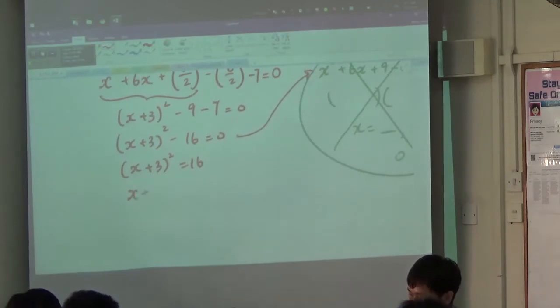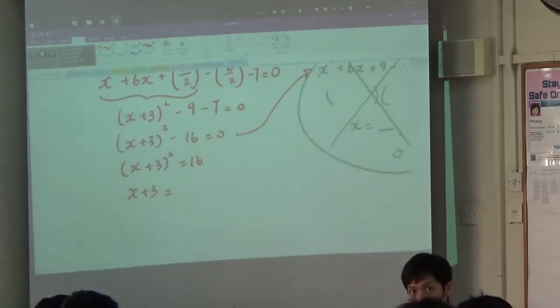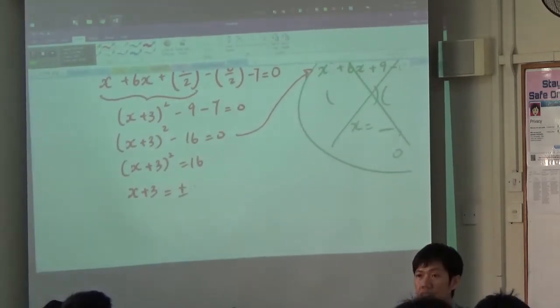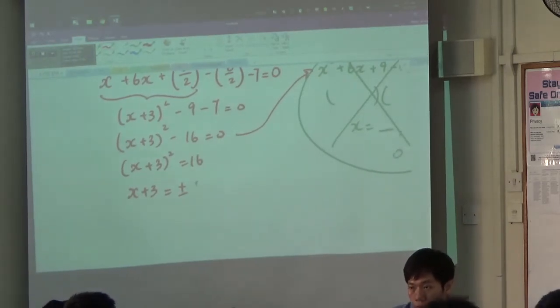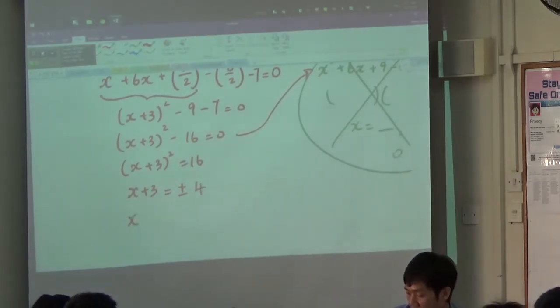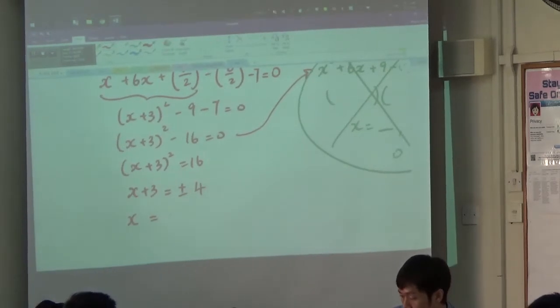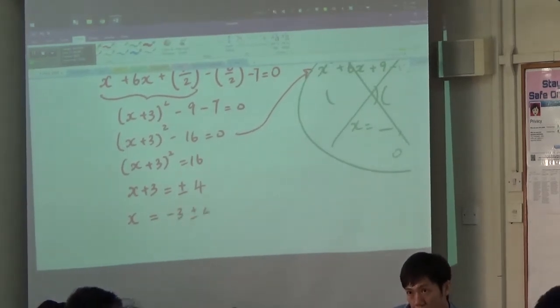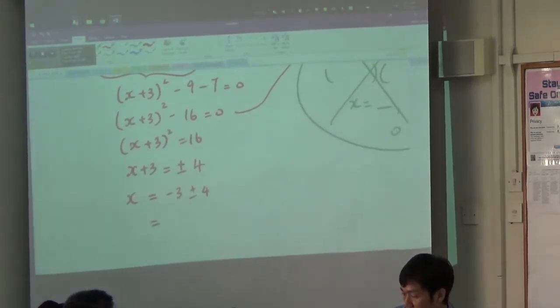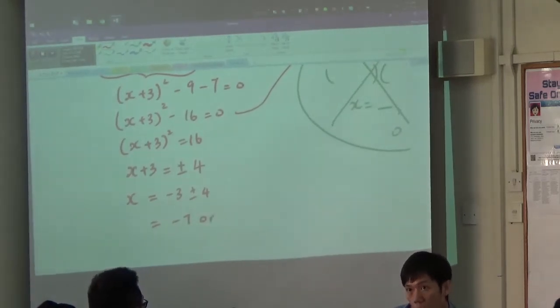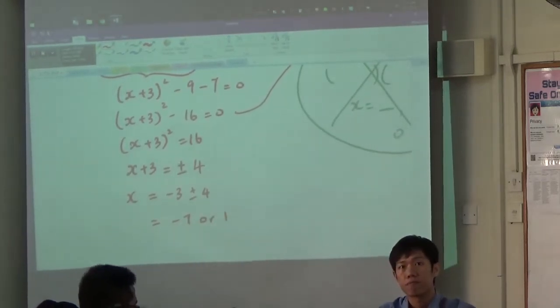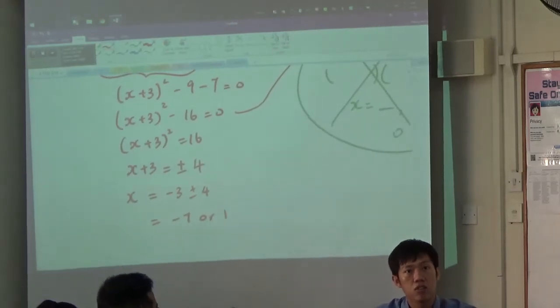So x plus 3 equals? Plus minus. Yes, there are two answers. And what is the value? 4. So x must therefore be negative 3 plus minus 4, which is negative 7 or 1. You see it? Understand how this is done now?